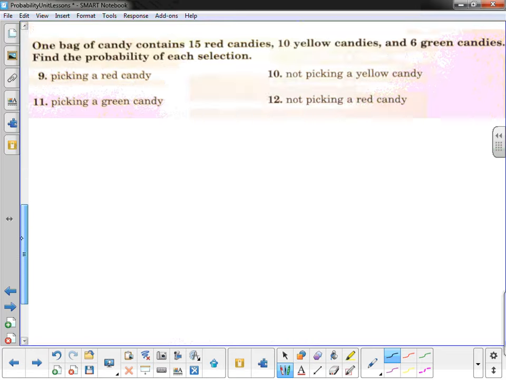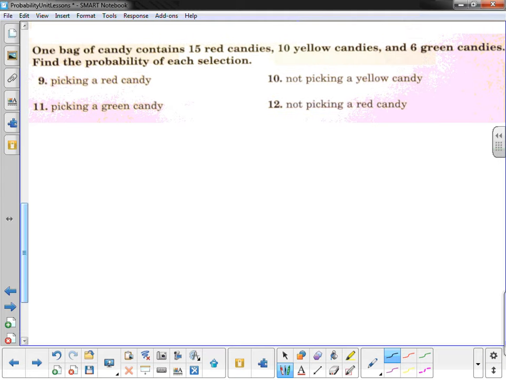Okay, one bag of candy contains 15 red candies, 10 yellow candies, and 6 green candies. Find the probability of each. Picking a red candy, just picking one red candy. Well, how many successful outcomes do you have? You would have 15 successful outcomes. How many failures? Well, let's see. There are how many total? We've got 25, 31 total.